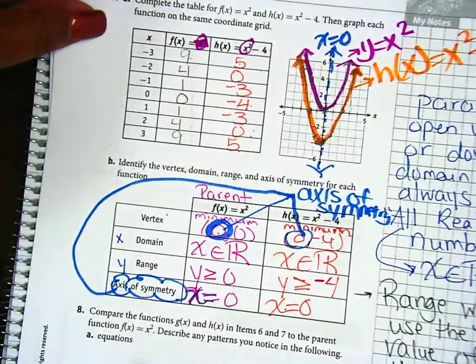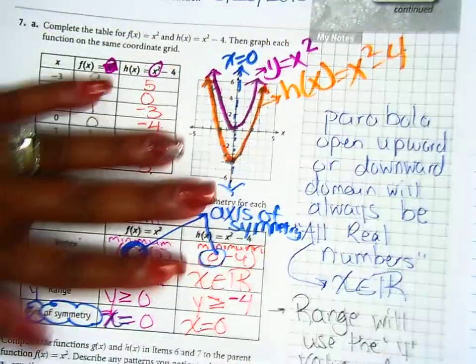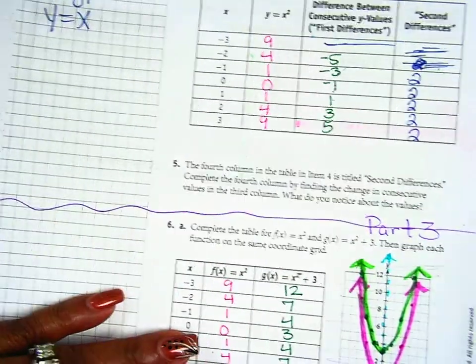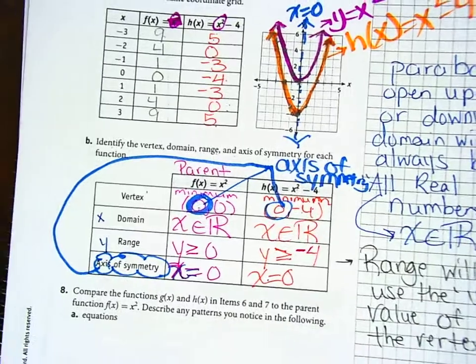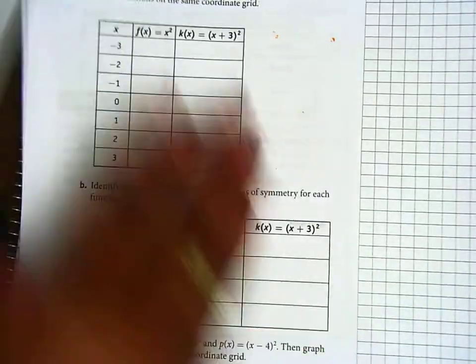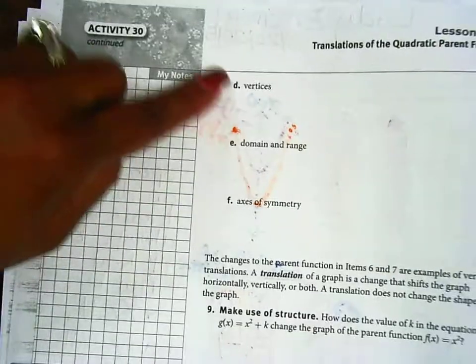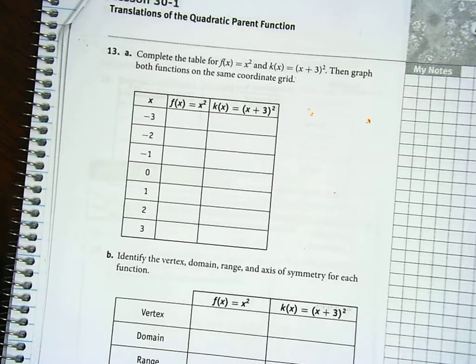Now, you're going to answer number 8. You're going to use the information from 7a and b and 6a and b. You will be comparing g of x to h of x, okay? Make sure you read the information, compare it and respond to it. Write down your observation. Make sure you notate the vertices, the domain and range, the axis of symmetry, and continue the rest of that information on there. So I'm going to go to 13a.